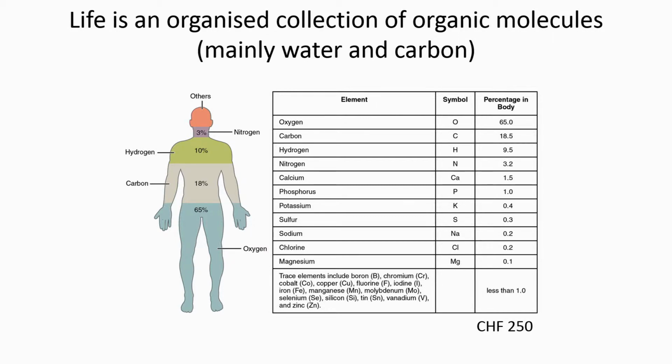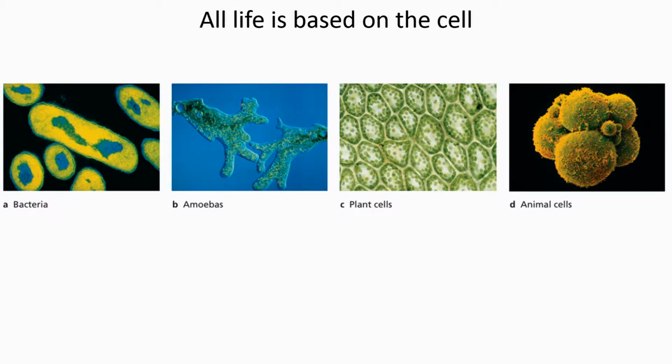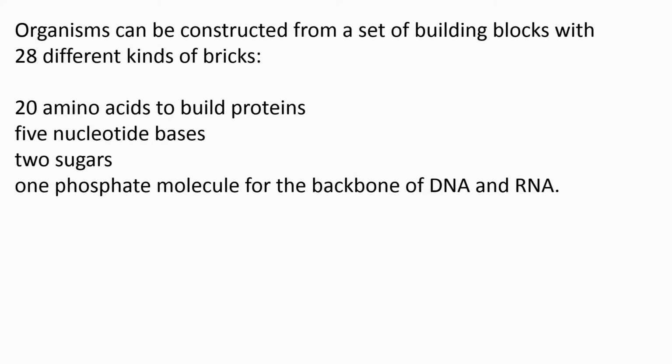So all life is an organized connection of organic molecules, mainly water and carbon, actually. And if you add up the value of all the elements inside of our bodies, you get a value of about 250 francs. So collectively, we're not actually worth that much. What else? Well, all life on Earth is based on the cell. There are different types, but from single-celled bacteria to multicellular creatures to trees, all life is based on a cell.